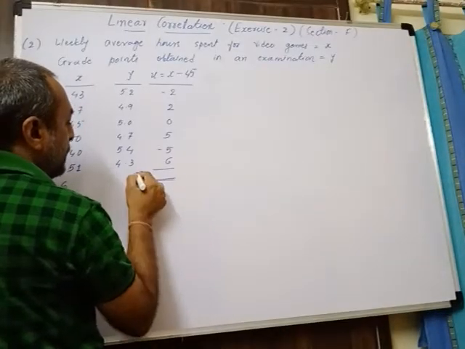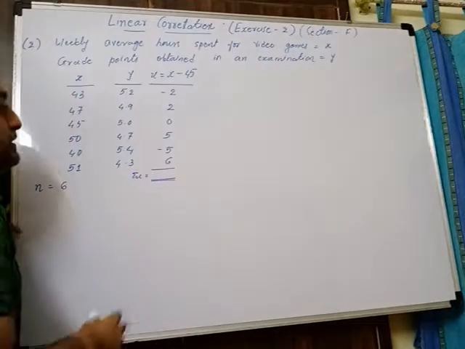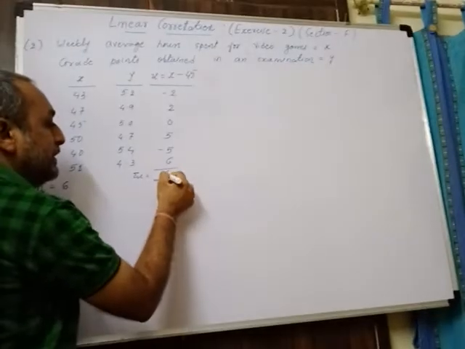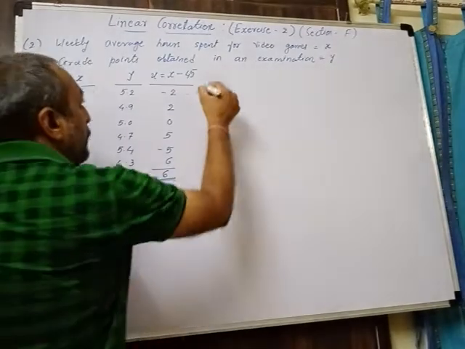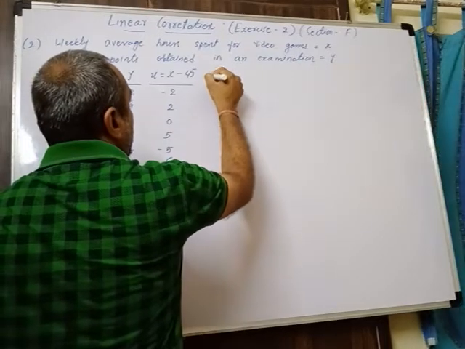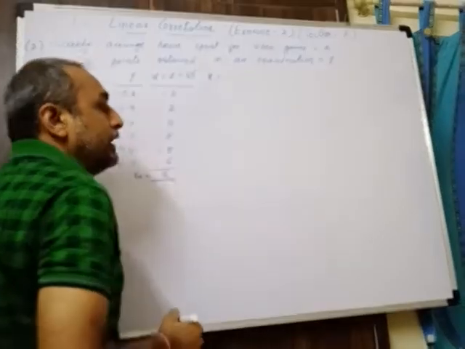Now what will this total be? Minus 2 plus 2 cancel, 5 minus 5 cancel, only 6 remains. So the total of the u column is 6. Now we'll find a new variable v. We are going to convert the variable y into variable v.